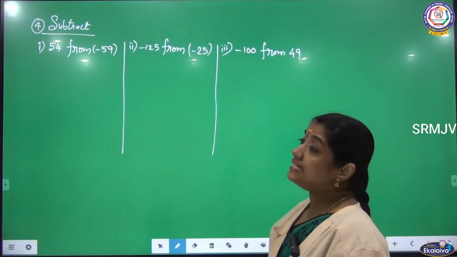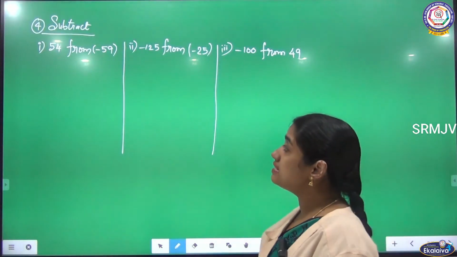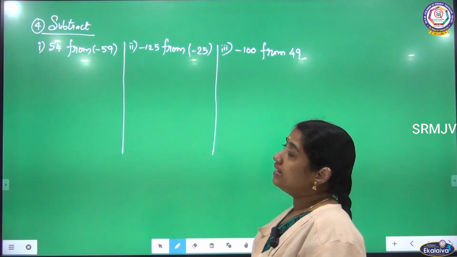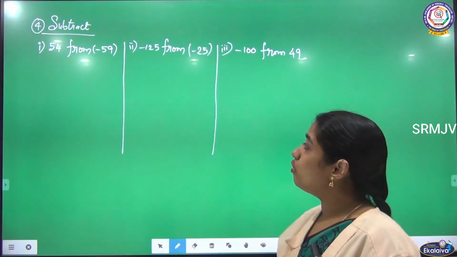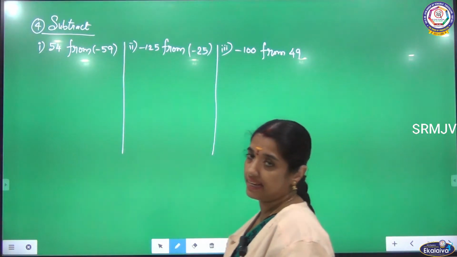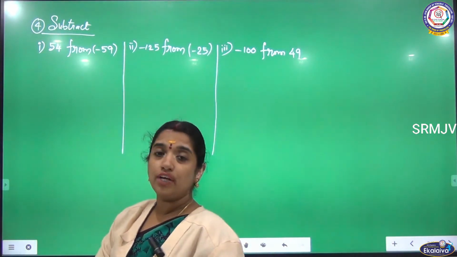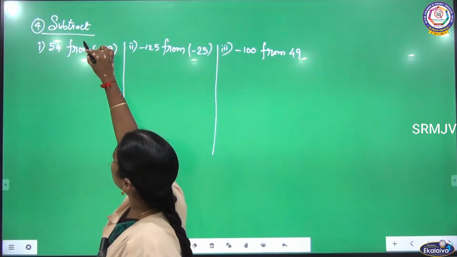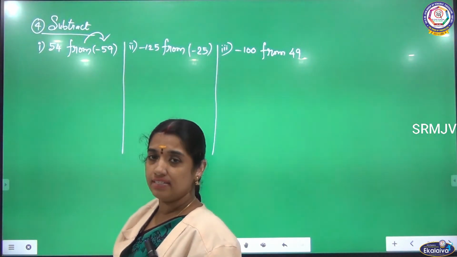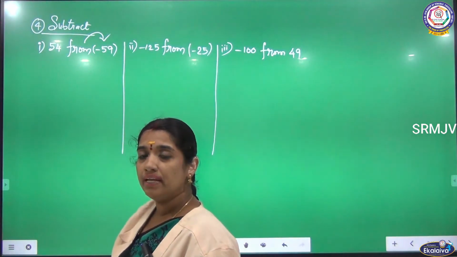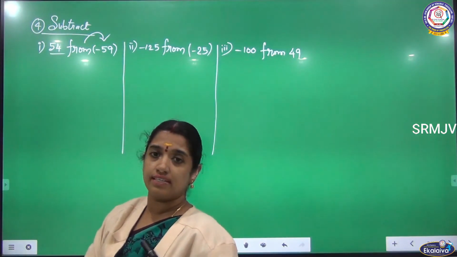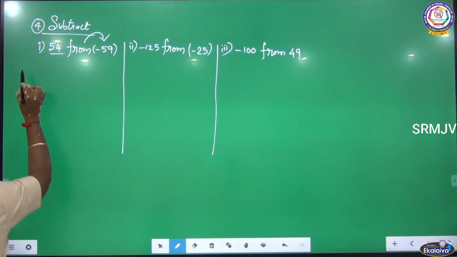Now listen, subtraction. We have seen addition in the first three sums. Here we are going to subtract, so instead of the plus sign, I am going to put the minus sign. How are we going to arrange the numbers? The number that comes after "from" is written first, then the minus symbol, then I am going to write this 54. Is it clear?